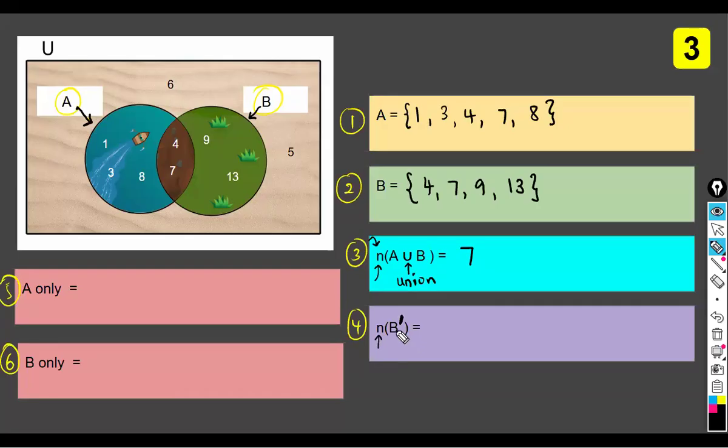But this is asking us who is not B. Well, to figure out who is not B, we have to figure out who is B. Who is B? The 4, the 7, the 9, and the 13. We could go to the diagram. I'm going to circle everybody who's associated with B, or who is in the B circle. Or underline it, sorry. 9, 13, 7, and 4.